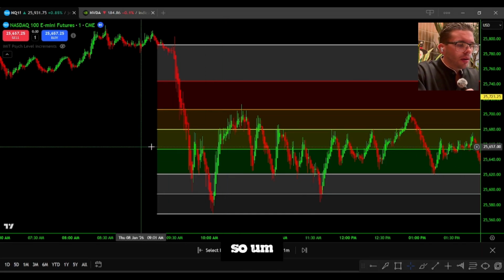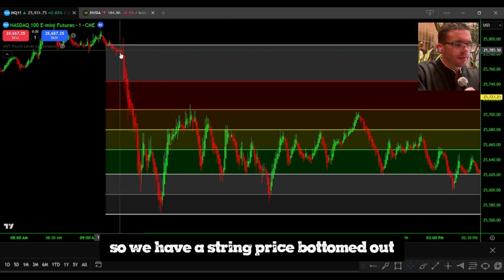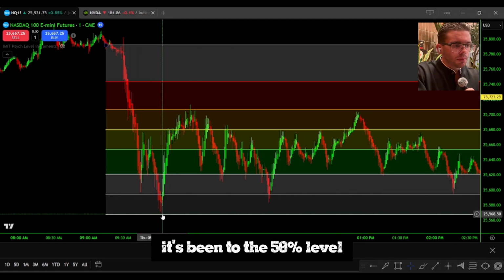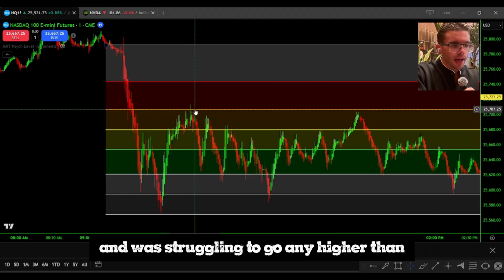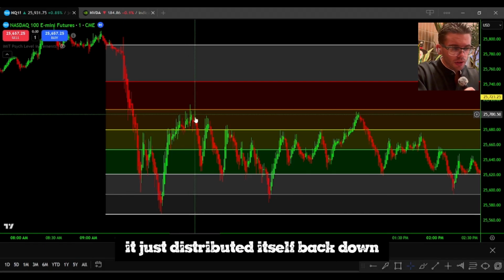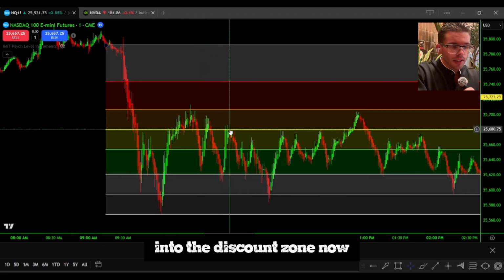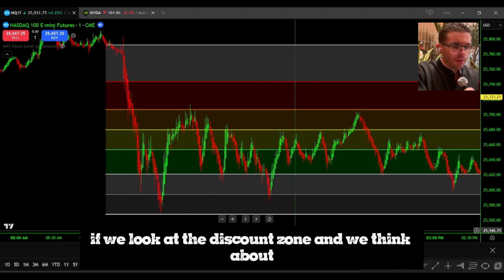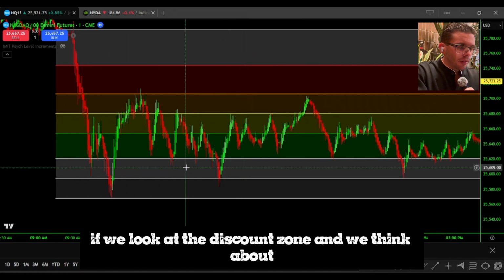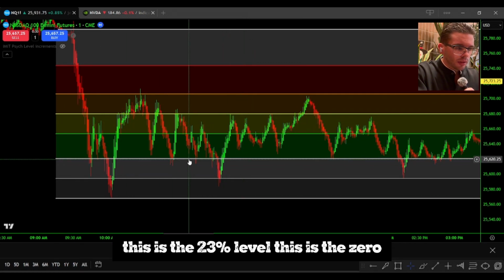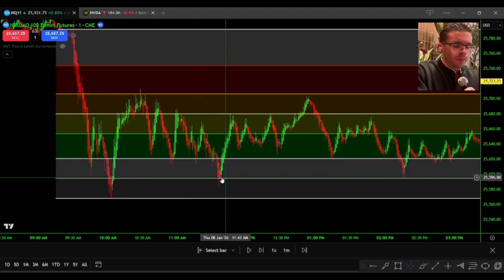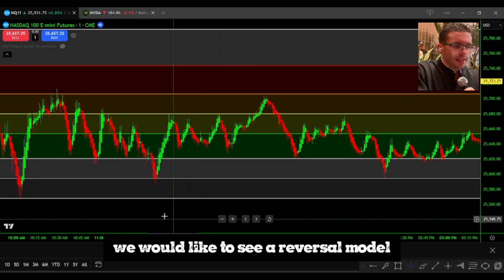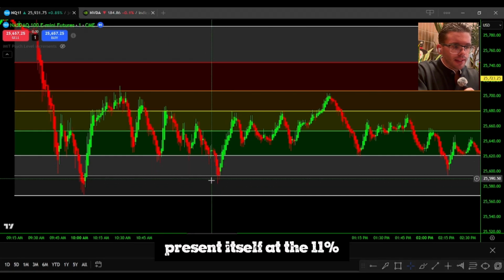So we're going to mind map what happened here. We have a string, price bottomed out, it's been to the 50% level. At this point, the algorithm attempted to grab premium and was struggling to go any higher than above the 50. So it just distributed itself back down into the discount zone. Now, if we look at the discount zone, this is the 23% level, this is the 0, you split that in half, that's going to be the 11% level. Ideally, we would like to see a reversal model present itself at the 11%.